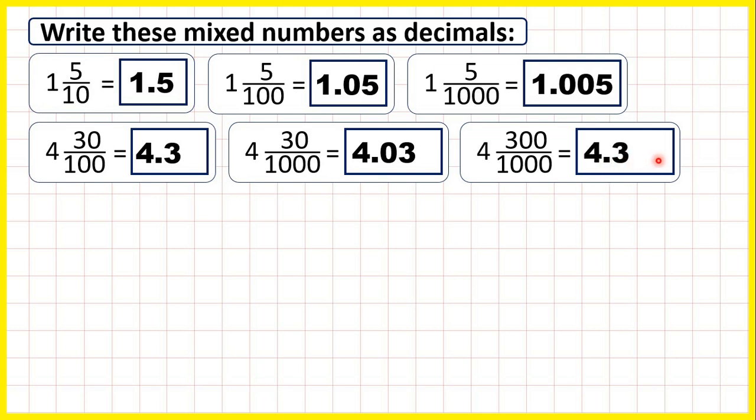We don't need zeros on the end of decimals, and that's because 4 and 300/1000 is equivalent to 4 and 3/10, so we can just write 4, then the decimal point, then 3 in our tenths.